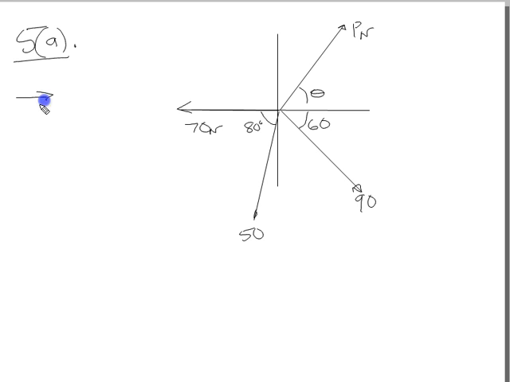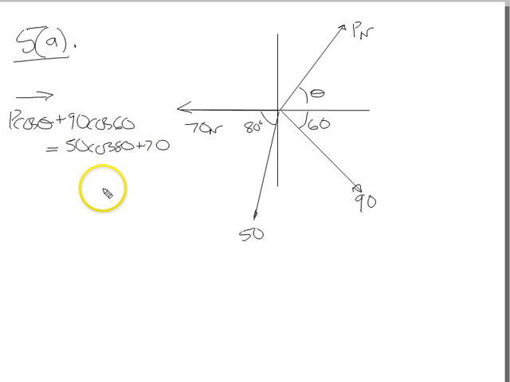So let's resolve the forces then. Let's resolve it horizontally first, shall we, in that direction? So P cos theta, agreed, is that one. 90 cos 60 equals, so that's the forces in that direction, 50 cos 80, and then plus the 70 acting in that direction. So there we are. So we've got P cos theta is equal to 50 cos 80 plus 70 minus 90 cos 60, won't it?